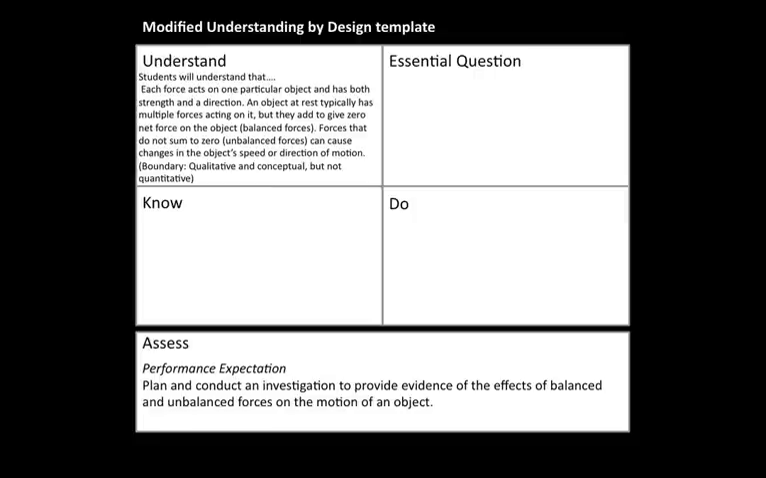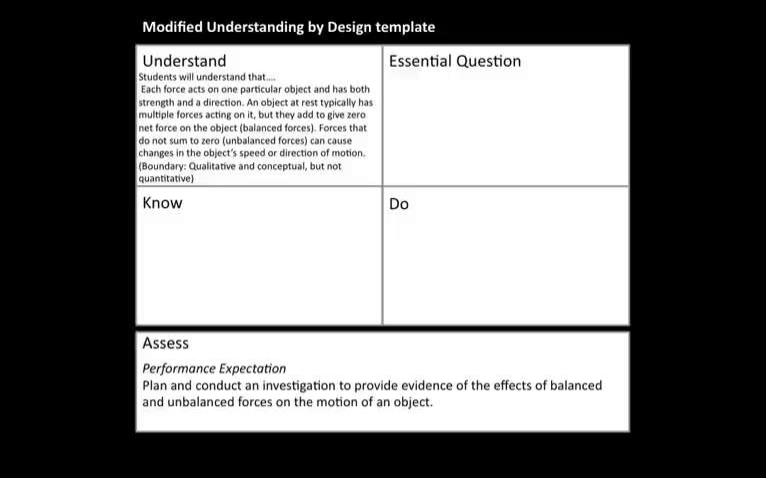If we go back to our template, it might look something like this. That disciplinary core idea is really the big idea or the concept that we want our students to understand. In this case, we want students to understand that each force acts on one particular object and has both strength and a direction. An object at rest typically has multiple forces acting on it, but they add to give 0 net force on that object.